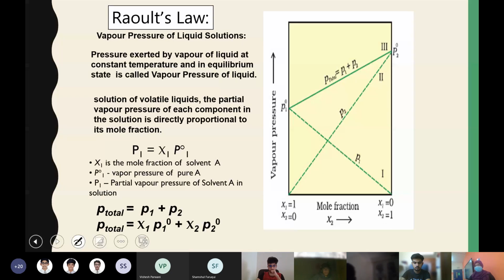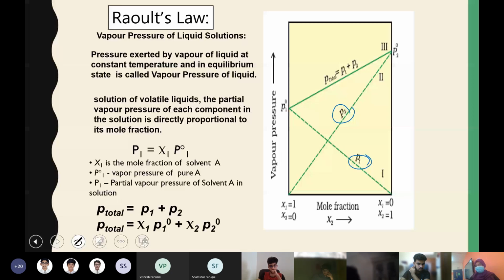If you look at P1 and P2, P1 naught is used only when the component is in the pure form. When it is in a solution, the contribution is always shown as P1 and P2 terms. P1 means the contribution of the partial vapor pressure of a particular component when it is part of a solution. But P1 naught, or P1 zero, means the vapor pressure of a substance when it is in the pure form. That is the difference. So this applies only when you have an individual component.